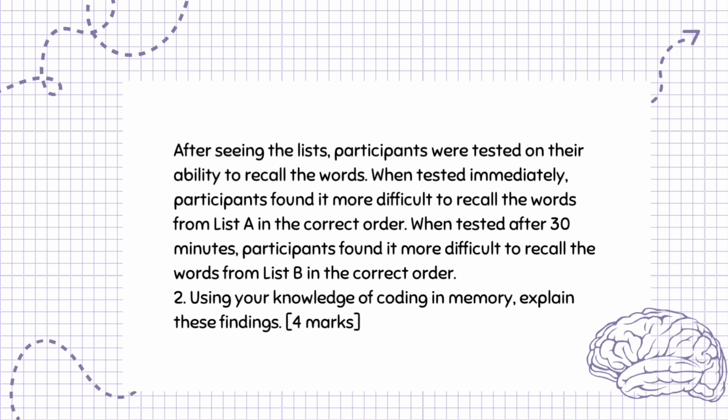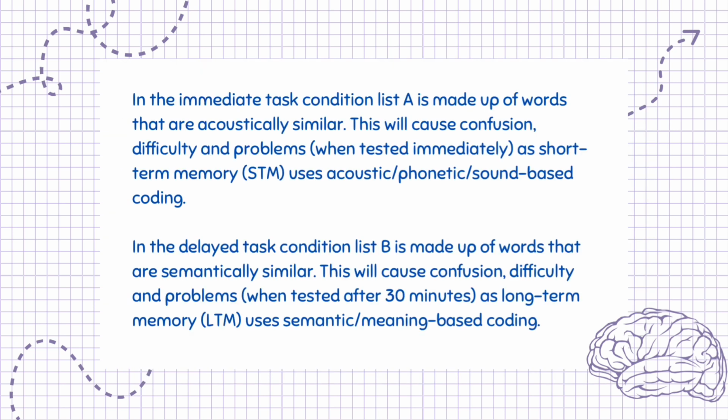4 marks. In the immediate task condition, List A is made up of words that are acoustically similar. This will cause confusion, difficulty and problems when tested immediately, as short-term memory, STM, uses acoustic, phonetic, sound-based coding. In the delayed task condition, List B is made up of words that are semantically similar. This will cause confusion, difficulty and problems when tested after 30 minutes, as long-term memory, LTM, uses semantic, meaning-based coding.